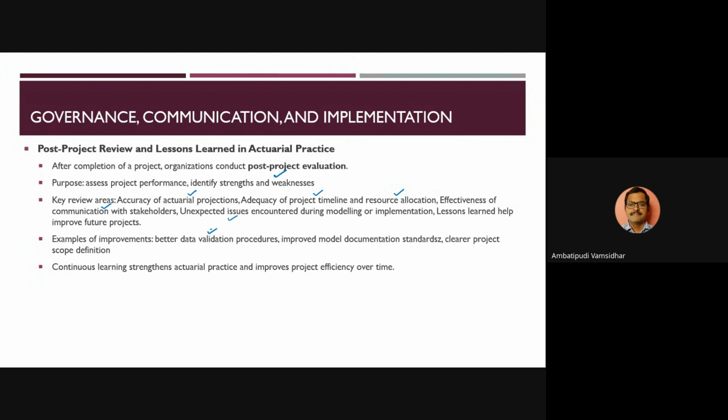You can very well improvise for the next stage. You may want to come out with a better data validation procedure. You may want to improve the documentation process standards. You may want to define the scope of the project more appropriately so that scope creep does not come up, etc. All these are very essential elements relating to governance, communication, and implementation of the project.